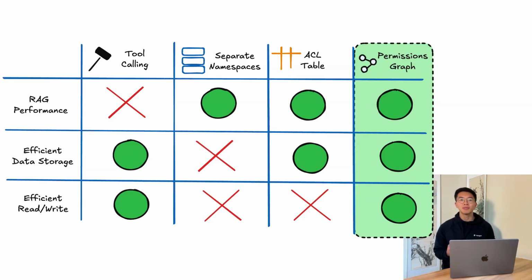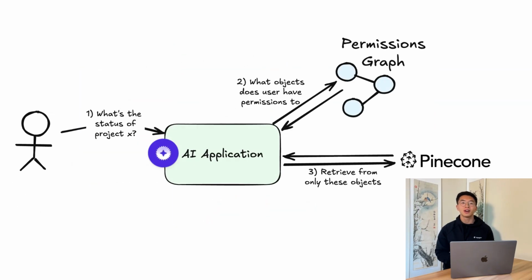So now that we picked a permissions graph, there's actually two different ways we can implement it. I'll describe the two strategies first before I show you the implementation that we chose for this tutorial. The two methods are pre-retrieval filtering or post-retrieval filtering. And when I say retrieval, this is all retrieval from the vector database. So it's what it sounds like.